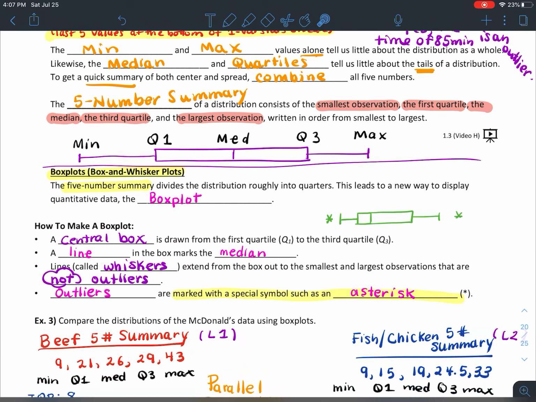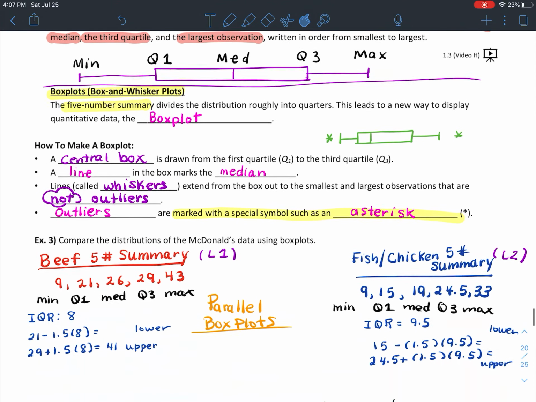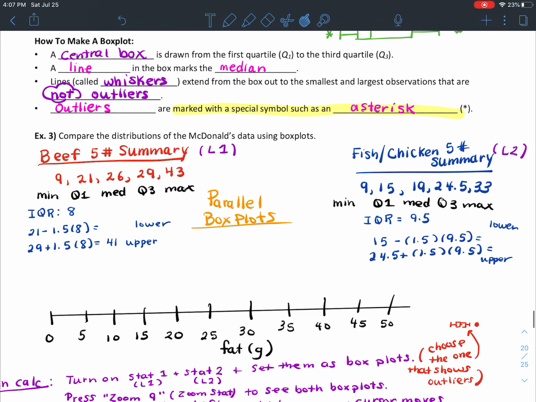Okay, when we graph things on the calculator, we are always going to press that zoom button and pick option 9 for zoom stat. And we won't have to think about a window. It'll give us a great window. It'll show us both of the box plots. Now, when you graph 2 box plots, we call those parallel box plots, okay?